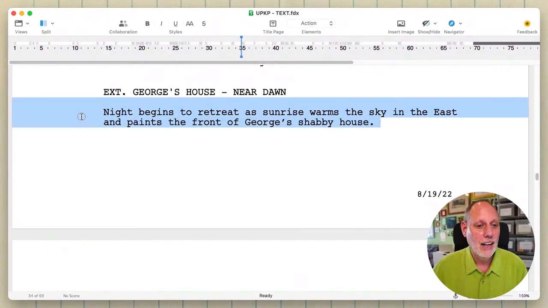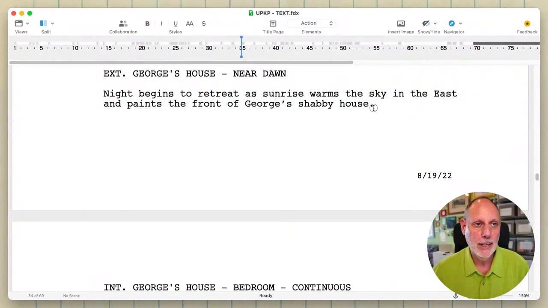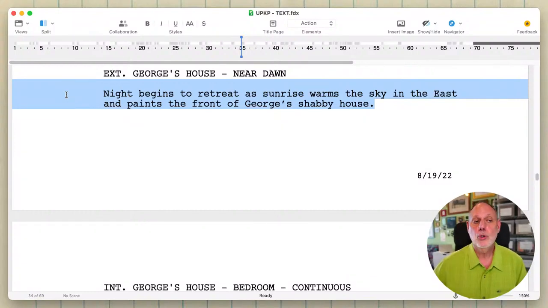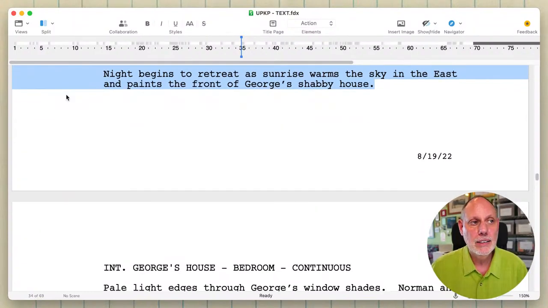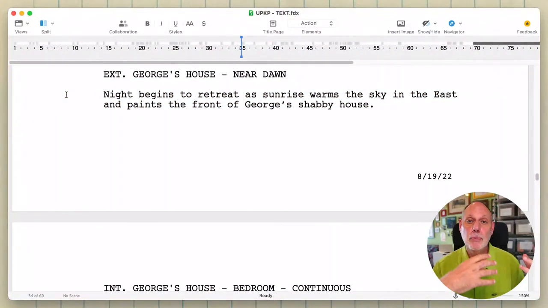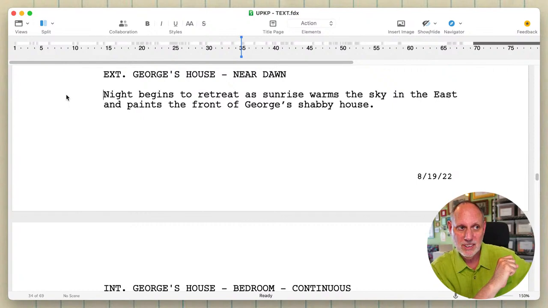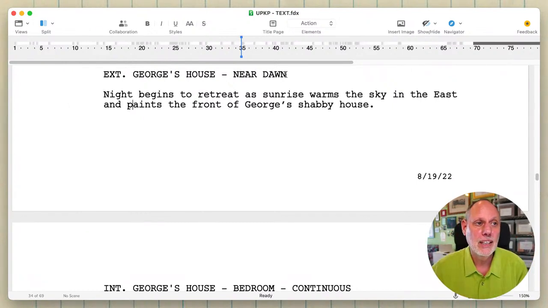Okay, now this, Edison Gray. This is an example of this whole scene being just one sentence of pure description. Night begins to retreat as sunrise warms the sky in the east and paints the front of George's shabby house. What I am trying to do is basically introduce the idea that this is a wonderful romantic scene that we are about to see. But all I need to actually accomplish is, hey, we're at the outside of the house, sun is coming up. So all I could essentially do is say, exterior, George's house, dawn, and just say, the sun is coming up.